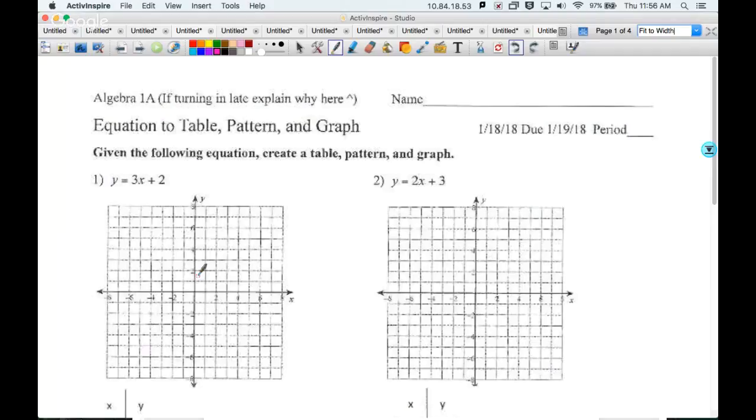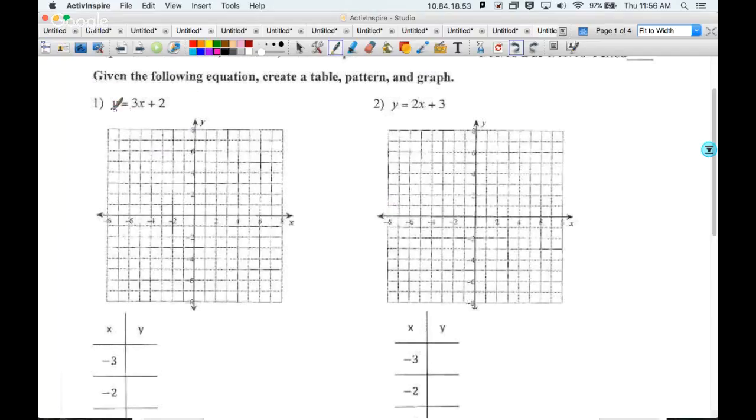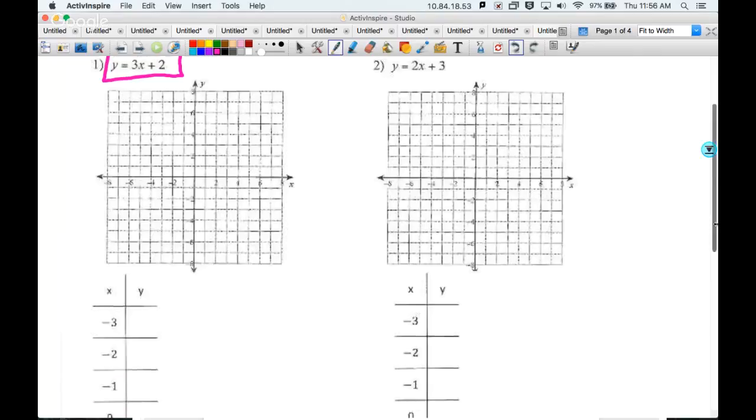This is going to be our homework help video for the homework titled Equation to Table, Pattern, and Graph. We'll just do one of these two to start. I'll pick the first one. They're pretty darn similar. We are given an equation, and we should be able to take this equation and graph it, write a table for it, and create a pattern for it.